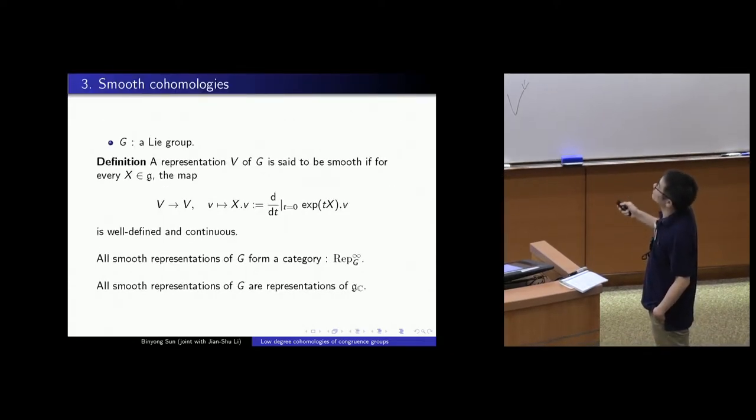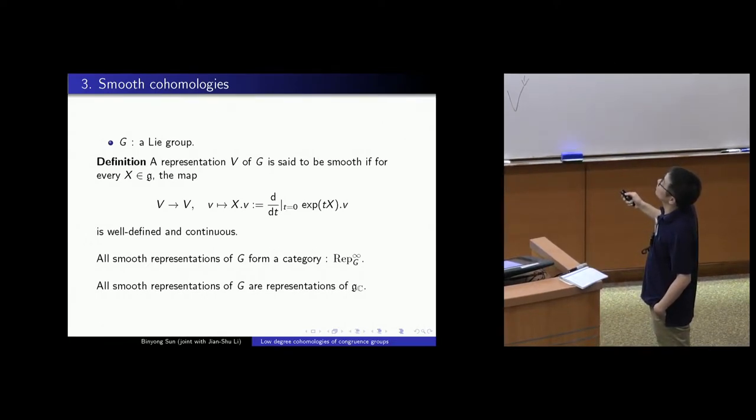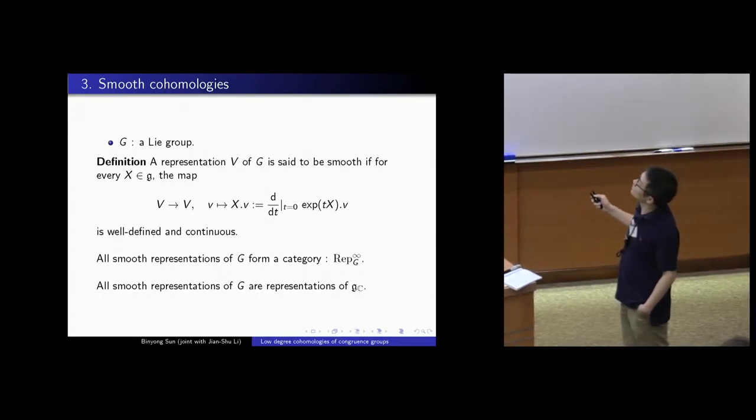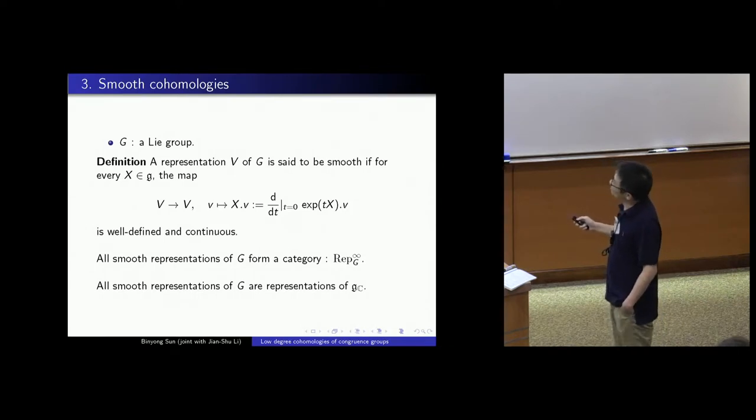Similarly, we can define smooth cohomology. Now let G be a Lie group, then we have the usual notion of smooth representation. A representation is said to be smooth if for every x in the Lie algebra, we define the differential action of x, x dot v, equals the derivative of exp(tx) acting on v, evaluated at t equals 0. We require this map to be well defined and continuous. We must assume it is continuous; we should not forget this condition. If this holds, then we say the representation is smooth. Of course, all smooth representations also form a category. We denote it by A(G) infinity. And all smooth representations are naturally representations of the complexified Lie algebra.